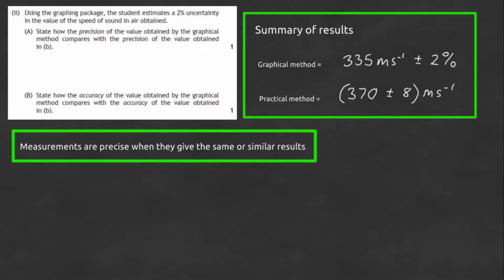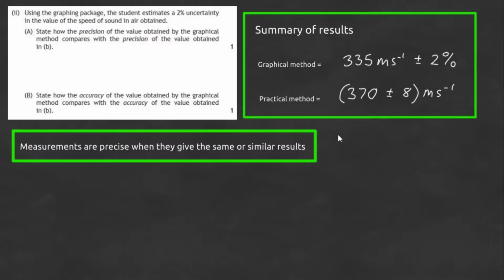Measurements are precise when they give the same or similar results. So we're looking for the percentage error for the practical method to be around about 2%, so that we can say whether these two results are both precise. So let's calculate the percentage error for the practical method.